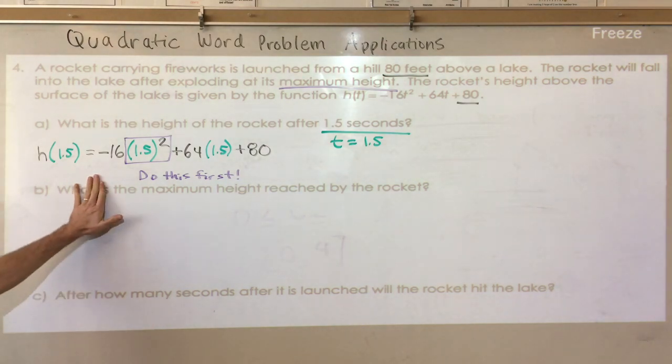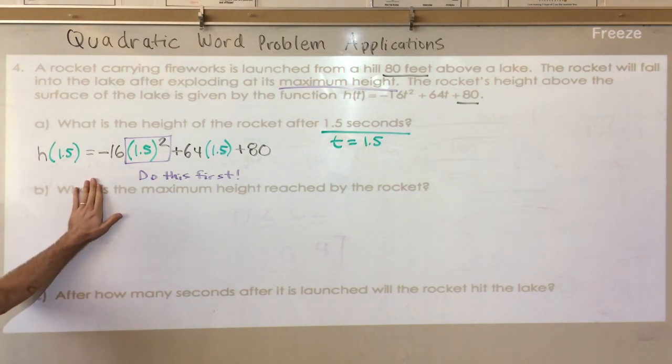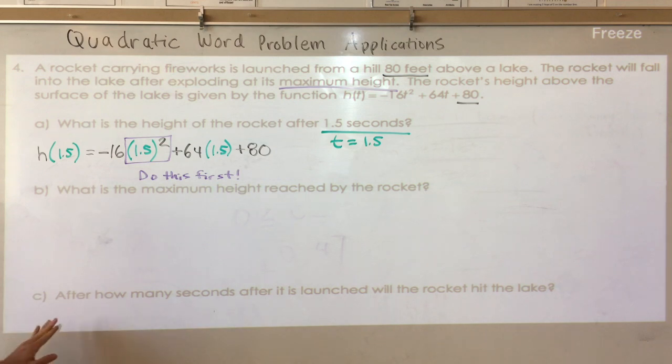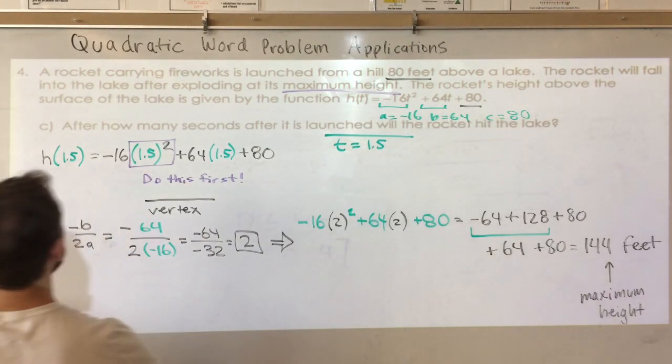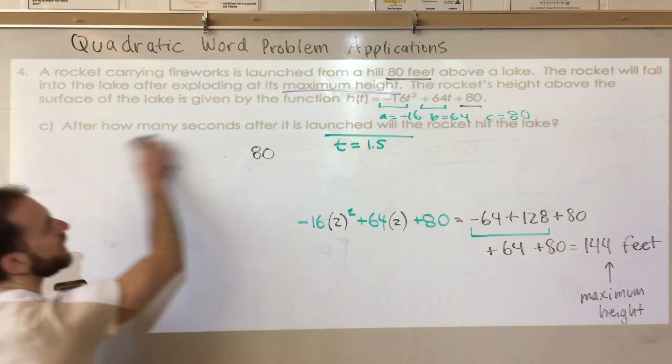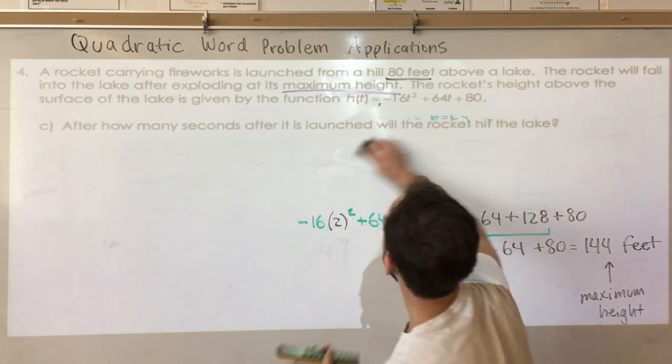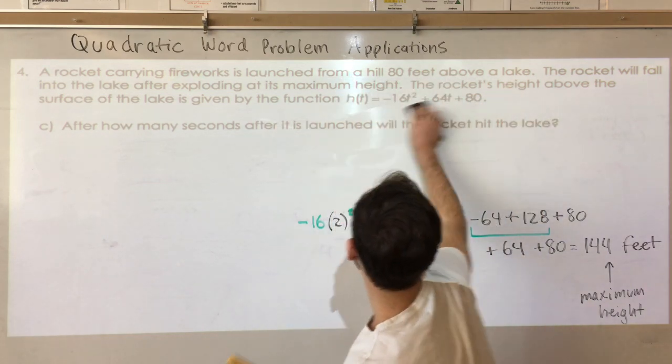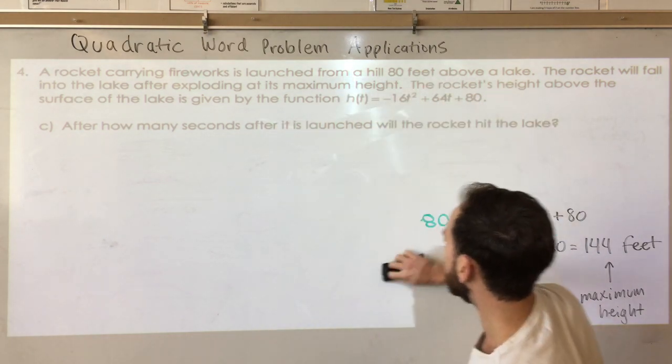I'm going to leave this one for you to finish on your own because we did one like this in class. And I'm going to focus on C. After how many seconds after it's launched will the rocket hit the lake? So problem C asks us, after how many seconds after it's launched will the rocket hit the lake? Right? So it goes up, it goes across, and then boom, it hits down.